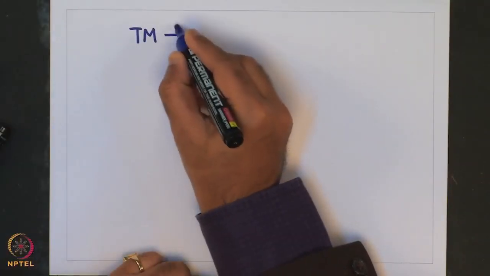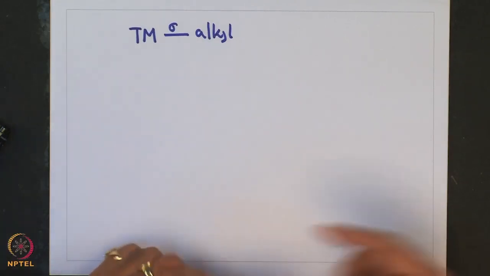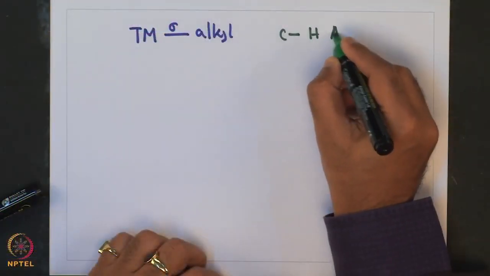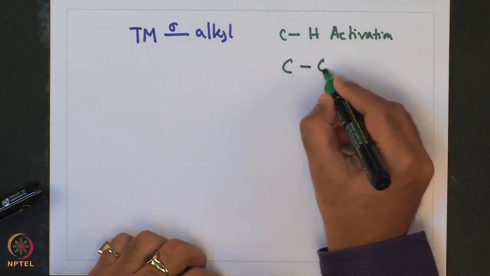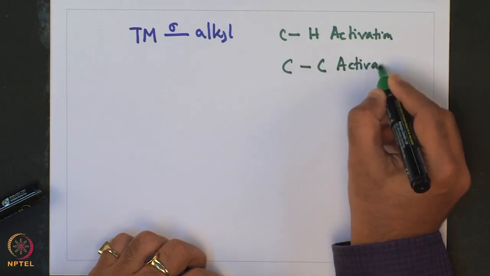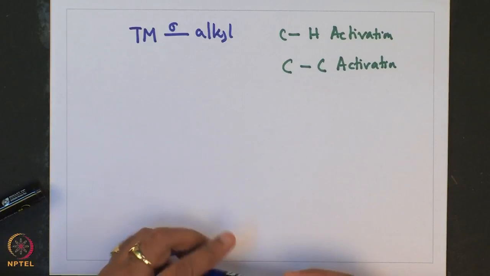Now, to give a brief overview of how we have been discussing these transition metal sigma alkyl complexes, we started off with alkyl type complexes, and in transition metal sigma alkyl complexes we have covered C-H activation as well as C-C activation. We have also seen how these activations occurred.